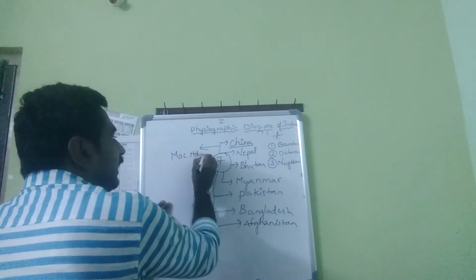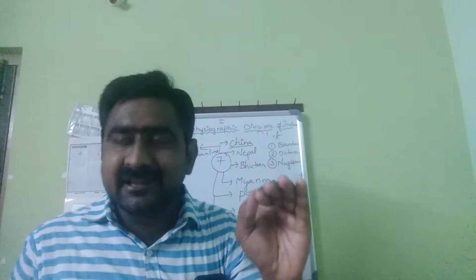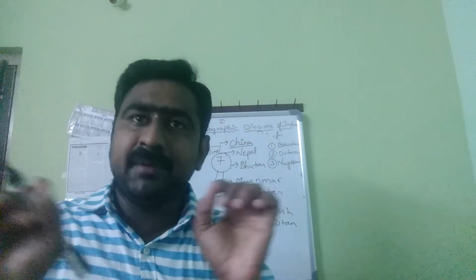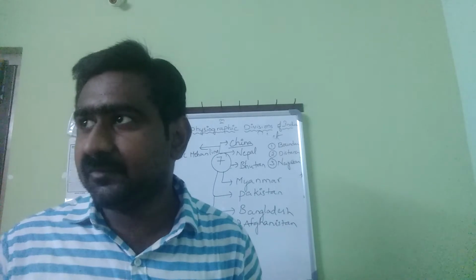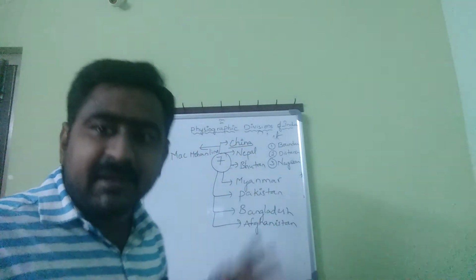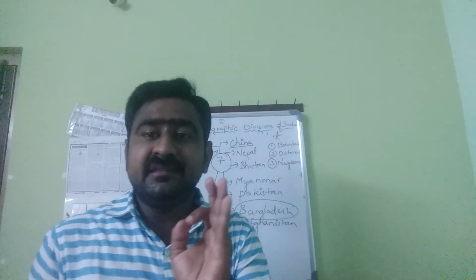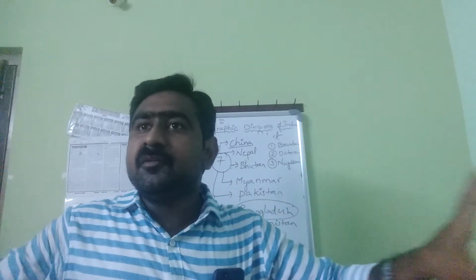So what is the name of that line? It is McMahon line. So McMahon line is the dividing line between India and China. It is very important. And out of all these 7 neighboring countries, Bangladesh is the only country which is sharing the largest boundary with India.